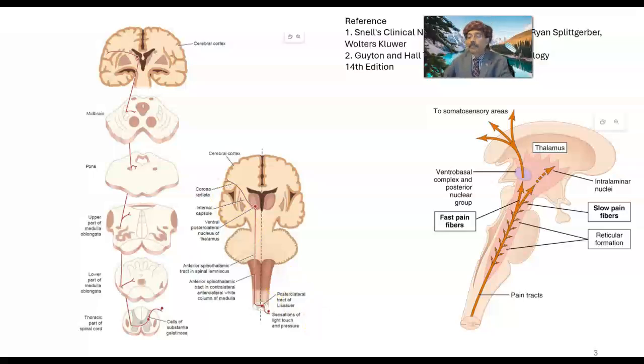Here, if you go to the pain tract, like the spinothalamic tract, it goes to the thalamus here, and it is connected to the reticular formation. Here we'll get a lot of network of fibers, a lot of neurons in the brainstem area, upper part of the spinal cord, the reticular formation, ultimately going to the somatosensory areas.